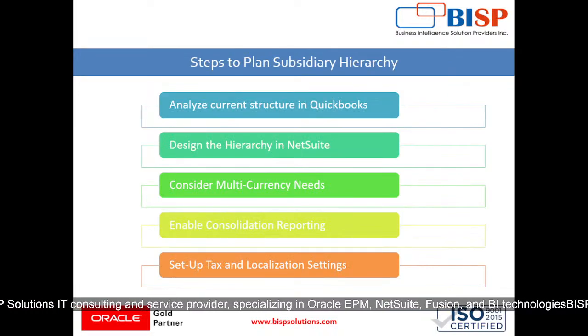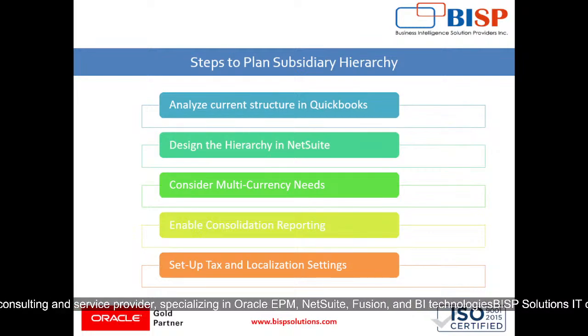Then comes our steps to plan subsidiary hierarchy. So first we will be analyzing current structure in QuickBooks, which means we will be reviewing how accounts and entities are organized in QuickBooks, and then we will be identifying parent and child entities. Then comes our designing the hierarchy in NetSuite. So it means establishing parent subsidiary relationships that reflect our organizational, legal and operational structure.